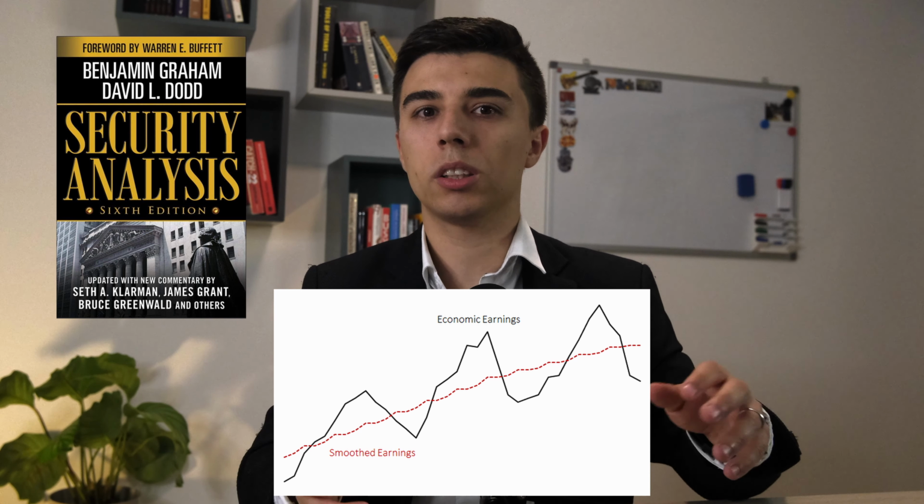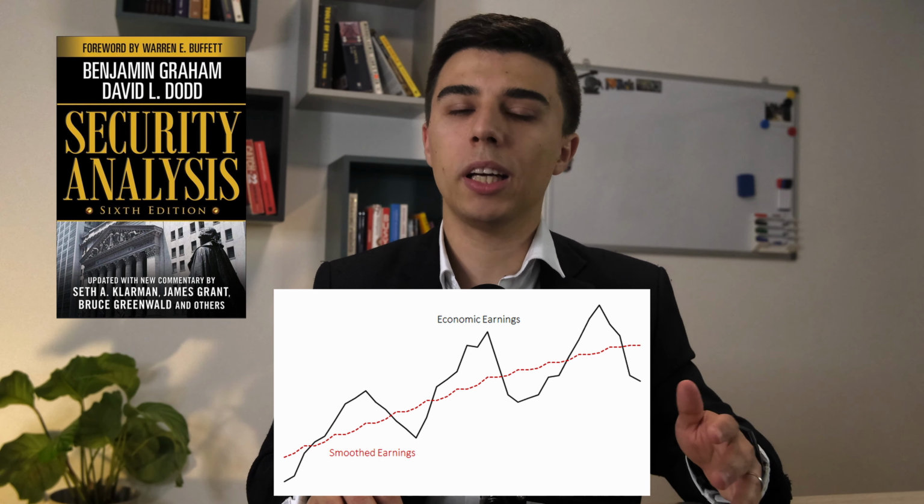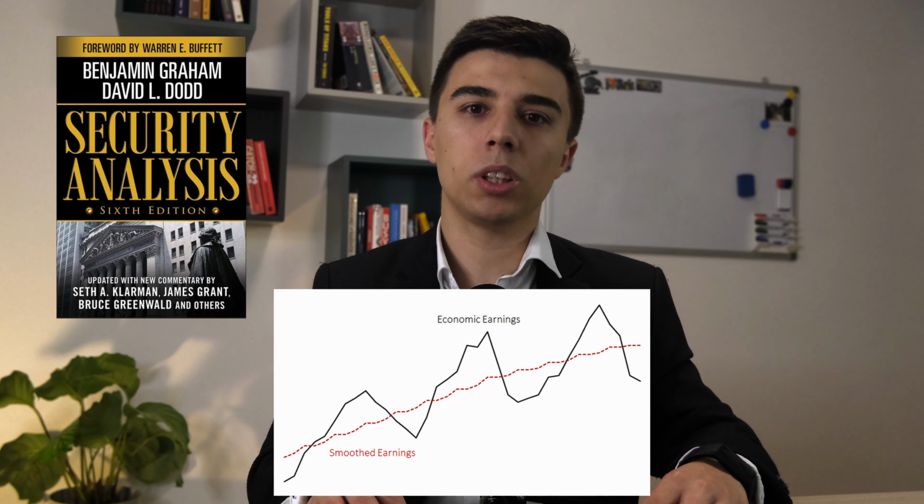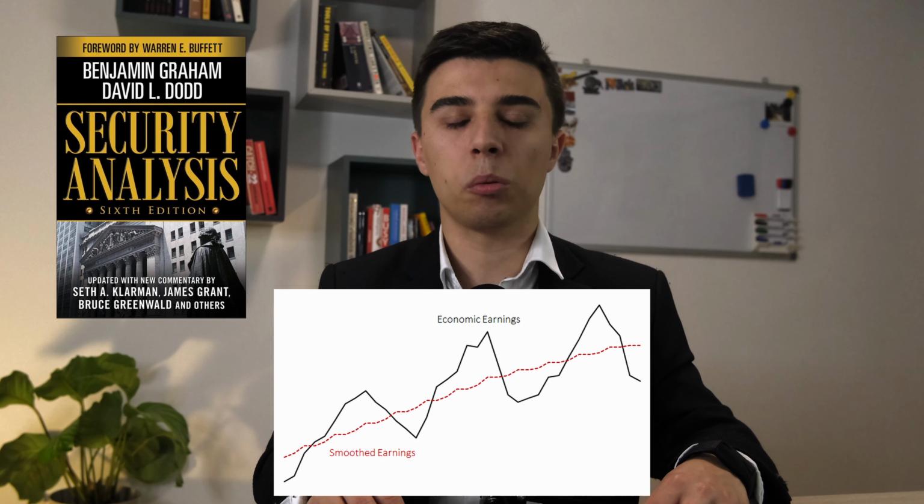In their classic book, Security Analysis, they mentioned that one-year earnings are just too volatile to offer a good idea of a company's true earning power. They argued that smoothing earnings over the past 5 to 10 years is a much better approach that not only smooths out the business cycle's ups and downs, but also removes the one-time events that affect the company's profitability in a given year. So far, all of this makes perfect sense, right?